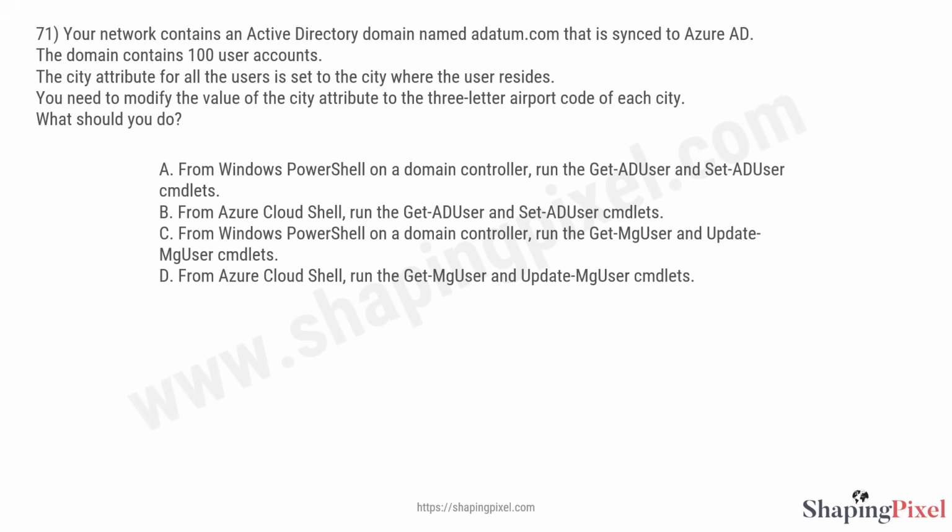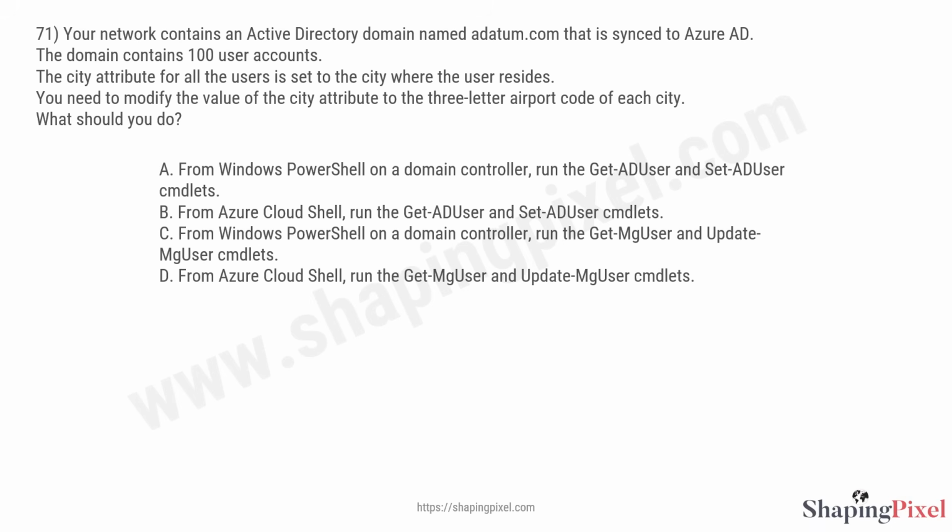So question number 71, your network contains an Active Directory domain named aditum.com that is synced to Azure AD. The domain contains 100 user accounts. The city attribute for all the users is set to the city where the users reside. You need to modify the value of the city attribute to the 3-letter airport code of each city.